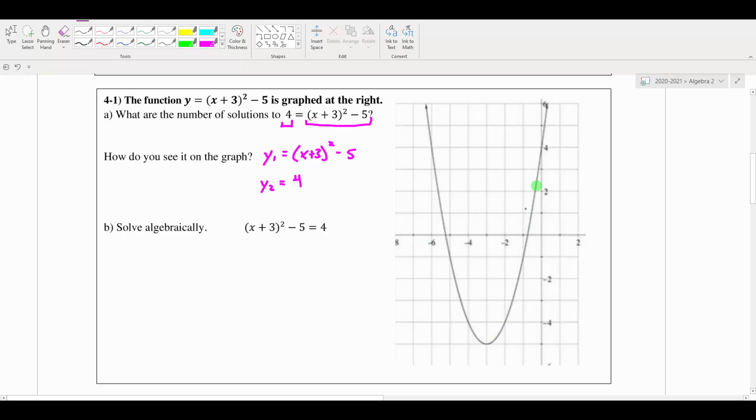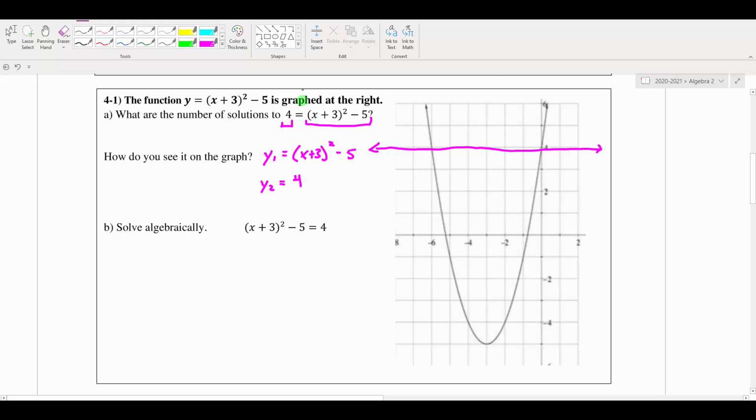We've already got y1 graphed here. That is our parabola. And y2, when we graph it, is going to be a horizontal line that goes straight across the graph, just like this. So this is y2, the left-hand side of the equation, and this is y1, the right-hand side. Because this is an equation, we want to know when these two things are equal to each other. When is y1 equal to y2?